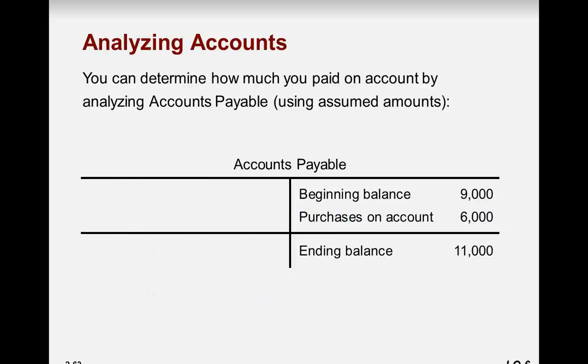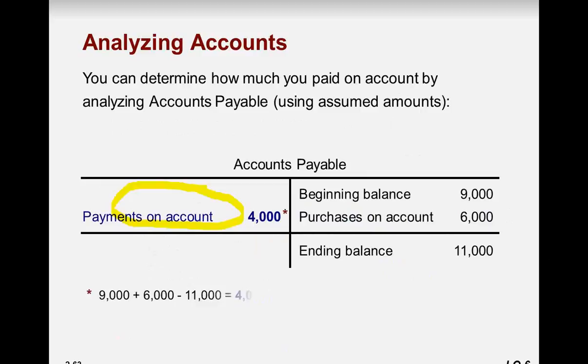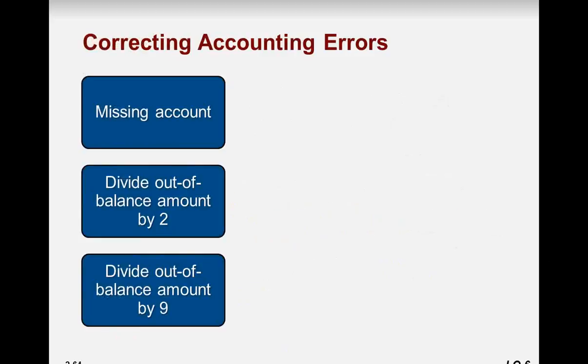Same thing here. We can determine how much we paid on account by looking at our accounts payable. We are looking for this number. What number would have to go here? 15,000 minus 11,000. Okay.